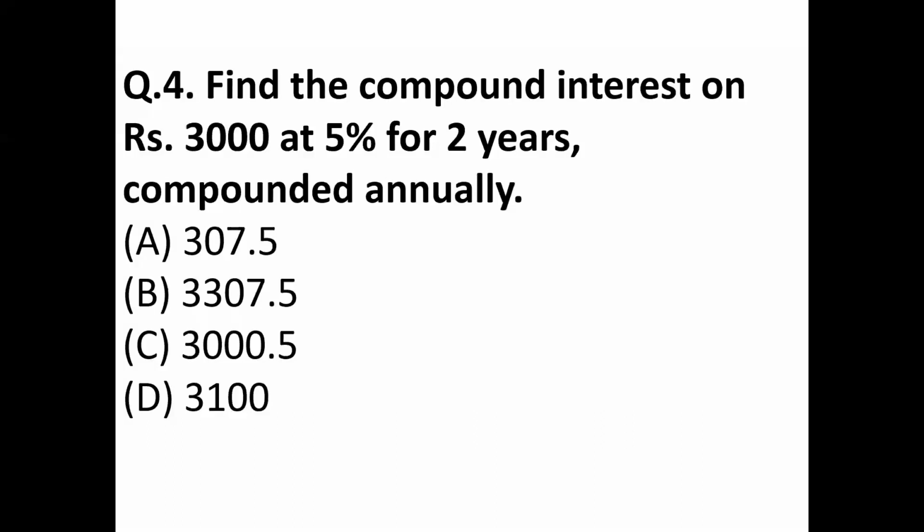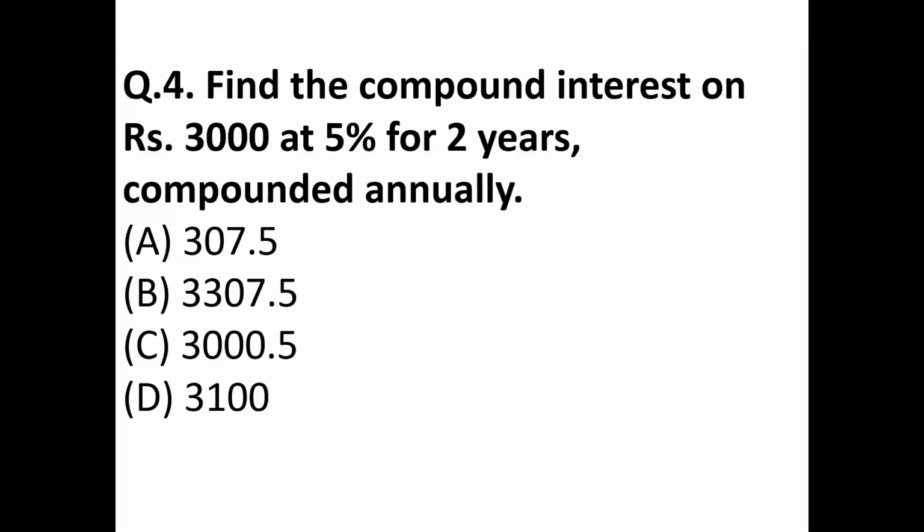We need to find the compound interest. The amount is given, that is 3000, the rate of interest is given, that is 5%, and the time is also given, that is 2 years. Compounded annually means every year the rate of interest is compounded. And the first option given is 307.5.